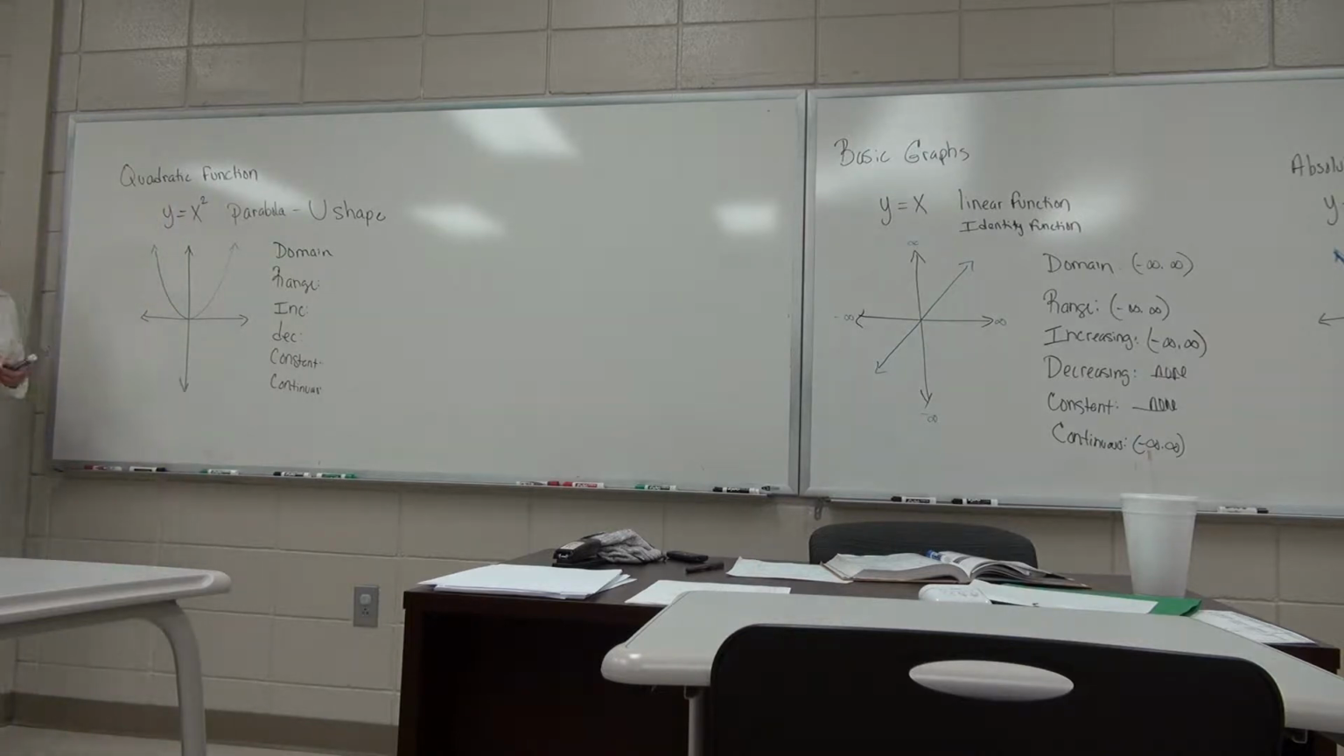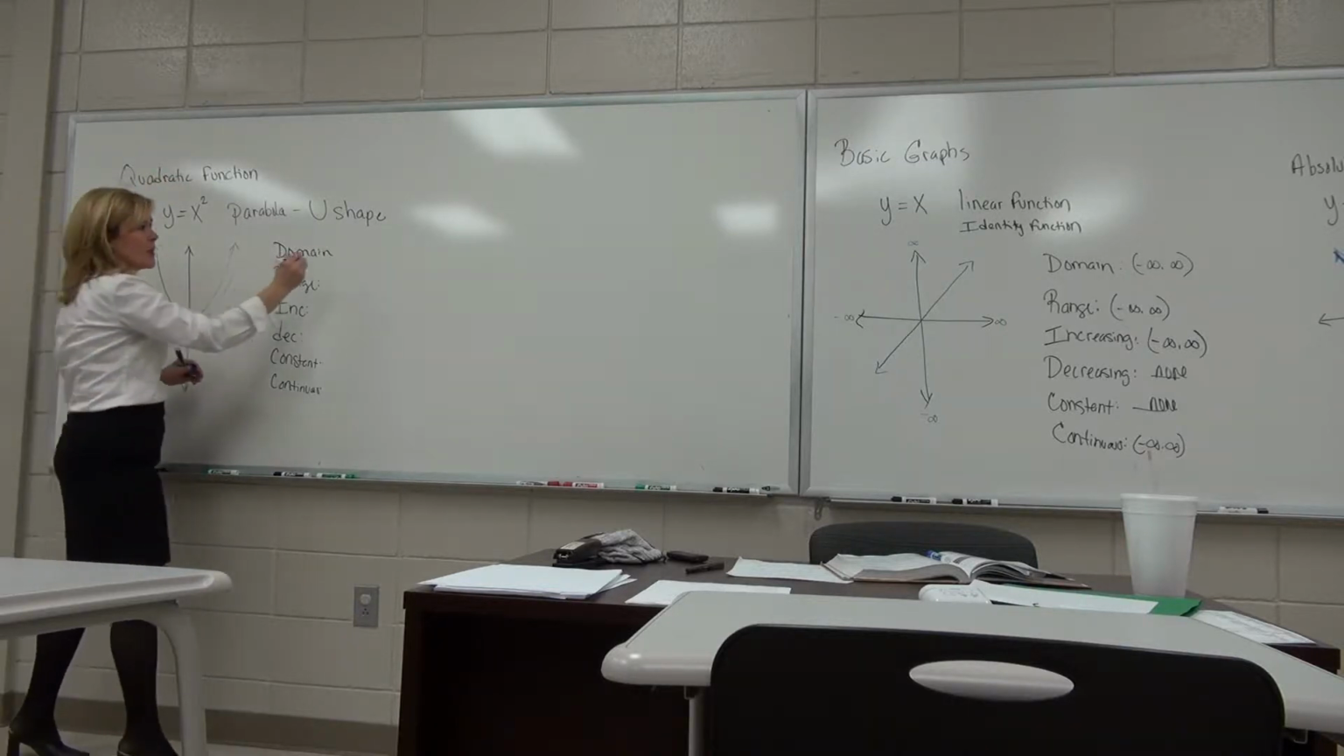Now, like I said, our domain is our x values. You agree this arrow goes all the way to the left, and it's going all the way to the right. So our domain's all real numbers.